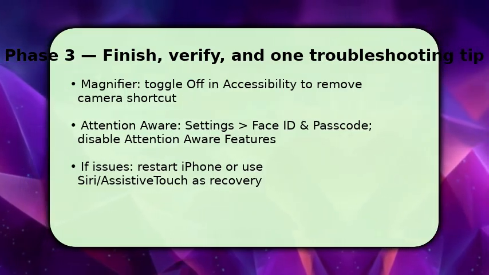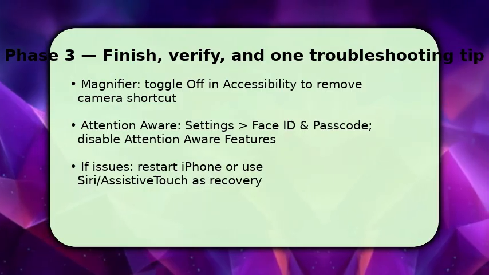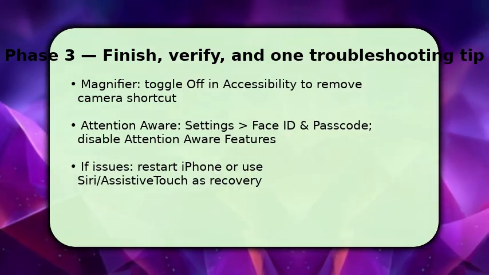If something goes wrong, use Siri to toggle features, enable assistive touch to access options, or restart the phone.